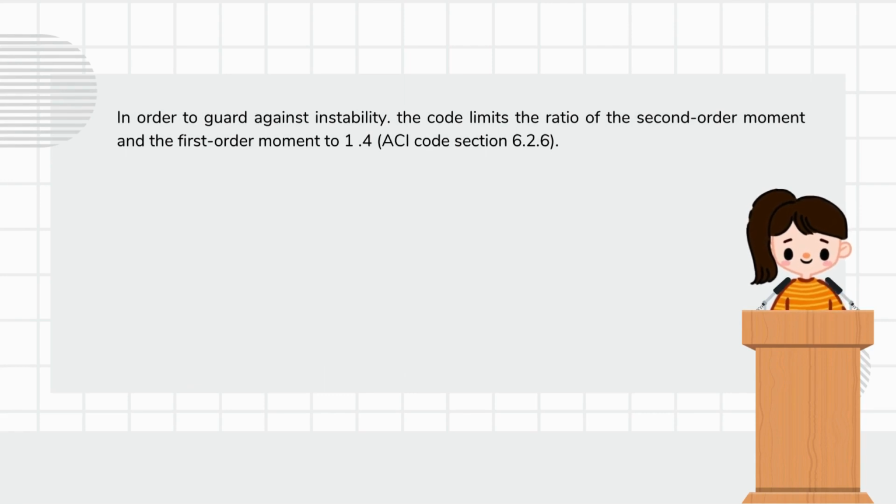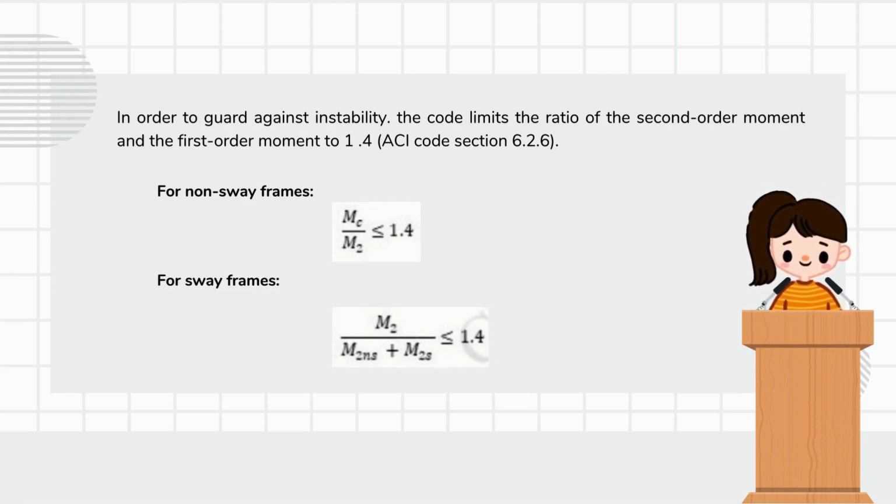In order to guard against instability, the code limits the ratio of the second-order moment to the first-order moment to 1.4, ACI Code Section 6.2.6. For non-sway frames, MC over M2 is less than or equal to 1.4. And for sway frames, M2 over M2NS plus M2S is less than or equal to 1.4.